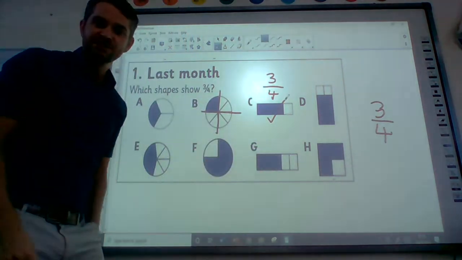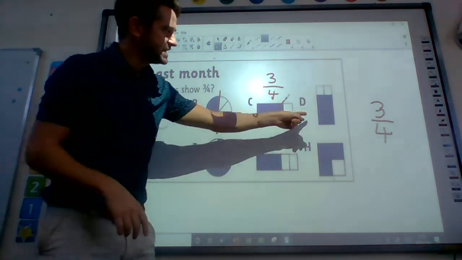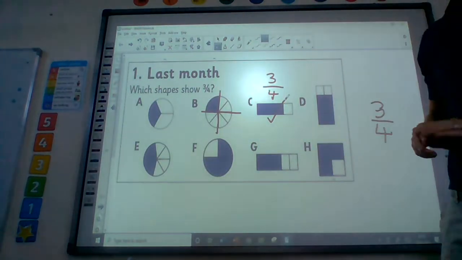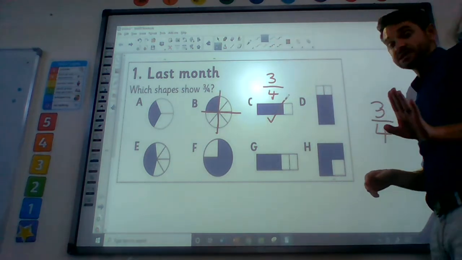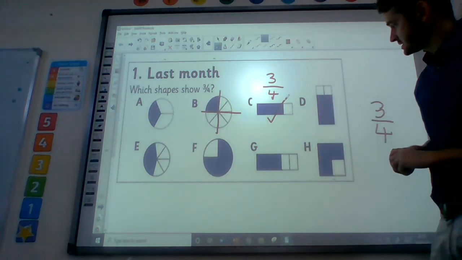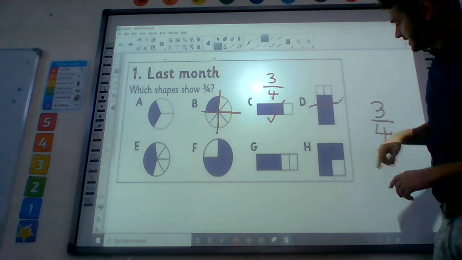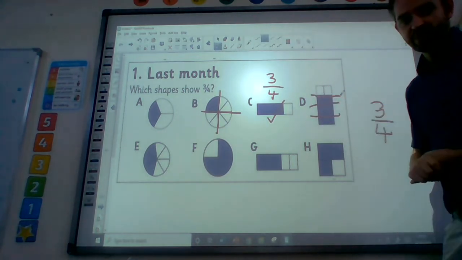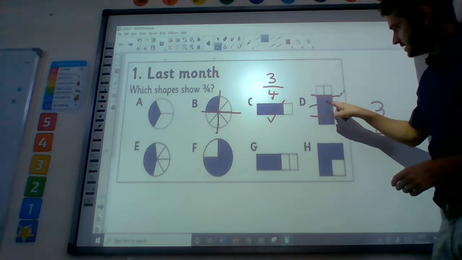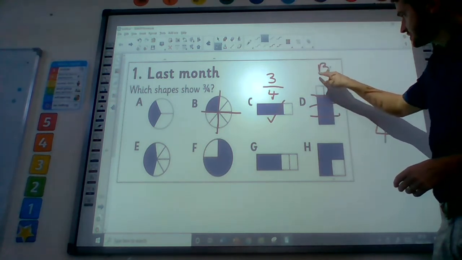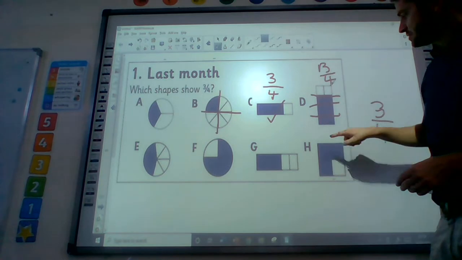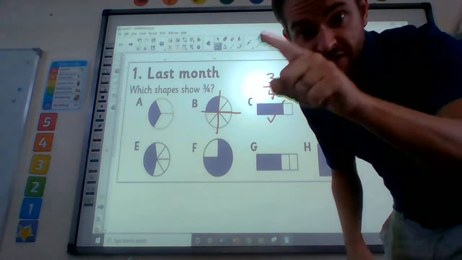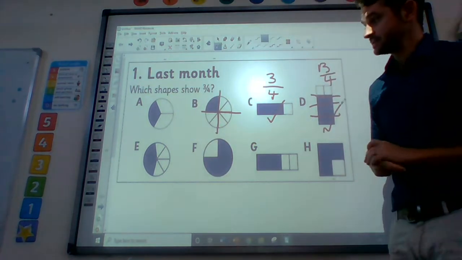It does show 3/4. Now D is another tricky one. It's got 8 different parts, but remember we're looking for quarters, so we need to split it into 4 equal parts, and we can do that. Cut it in half here, and then here and here. 1, 2, 3, 4 equal parts, and how many are coloured in? 1, 2, 3. So this does show 3/4. D shows 3/4. Well done if you spotted that. That's one of the really tricky ones.